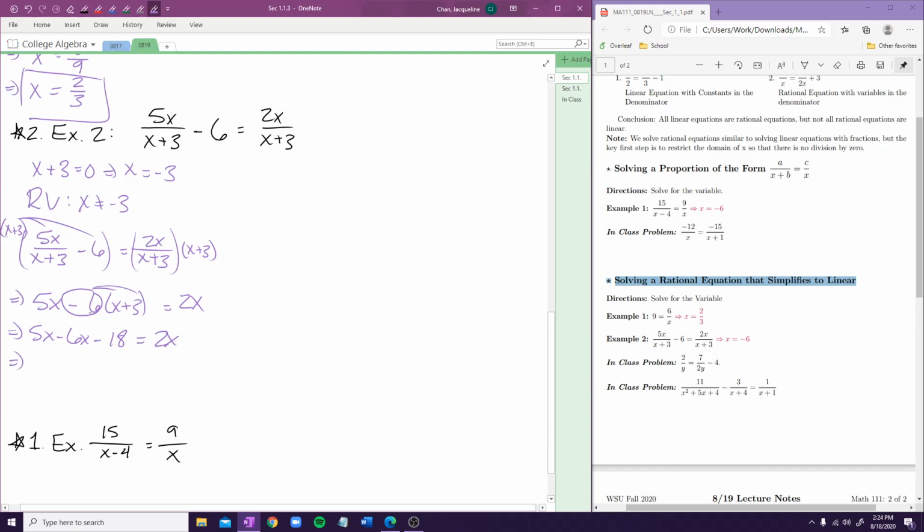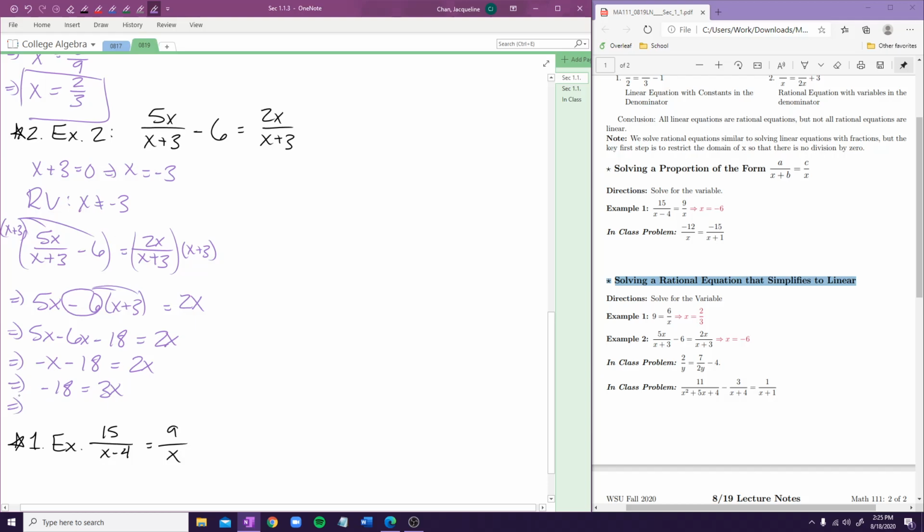Okay. Before we move things again, I want to simplify, combine like terms. 5x minus 6x, that's -x. This is -18, is equal to 2x. Right? You could subtract 2x from both sides and then add 18 to both sides, but that is more work than you need to do because you can just simply add x to both sides, right? So you can make it one step instead of two steps, right? So when I add x to both sides, this will become 0x, so I'm left with -18, and then 2x plus x, that is 3x.